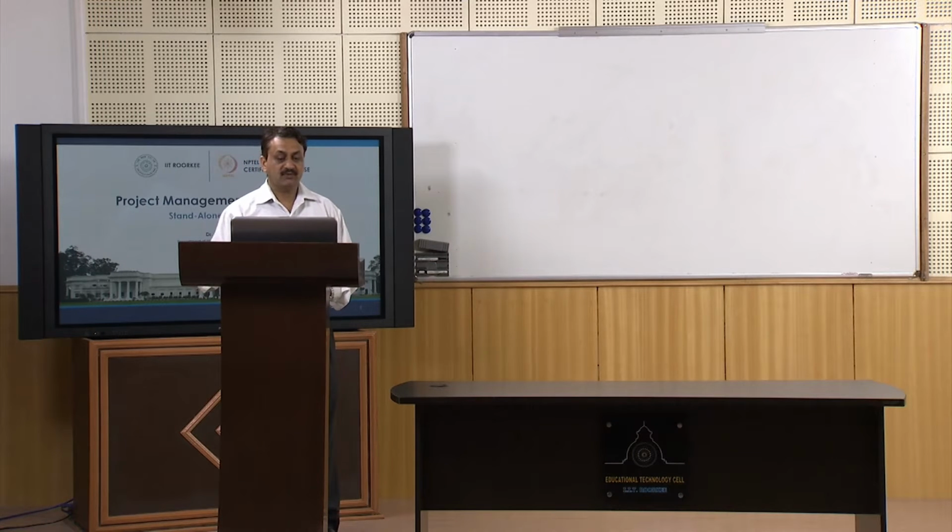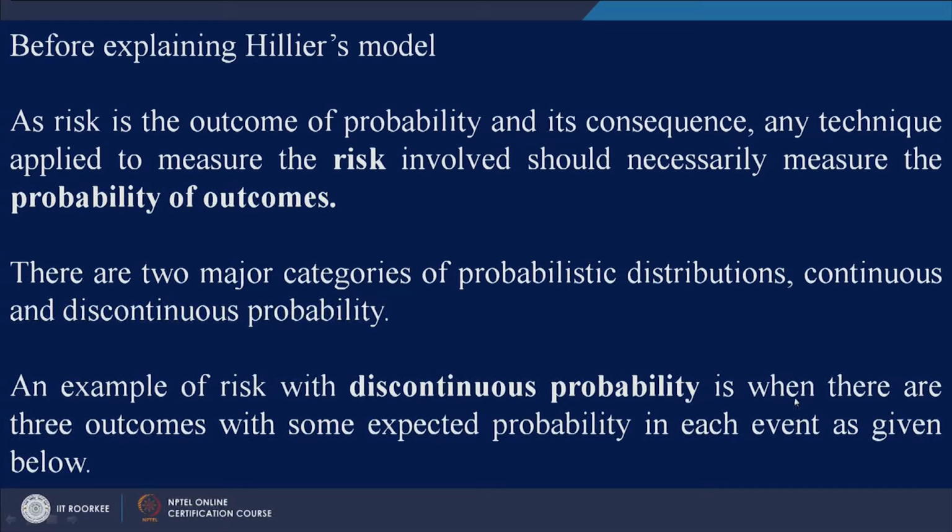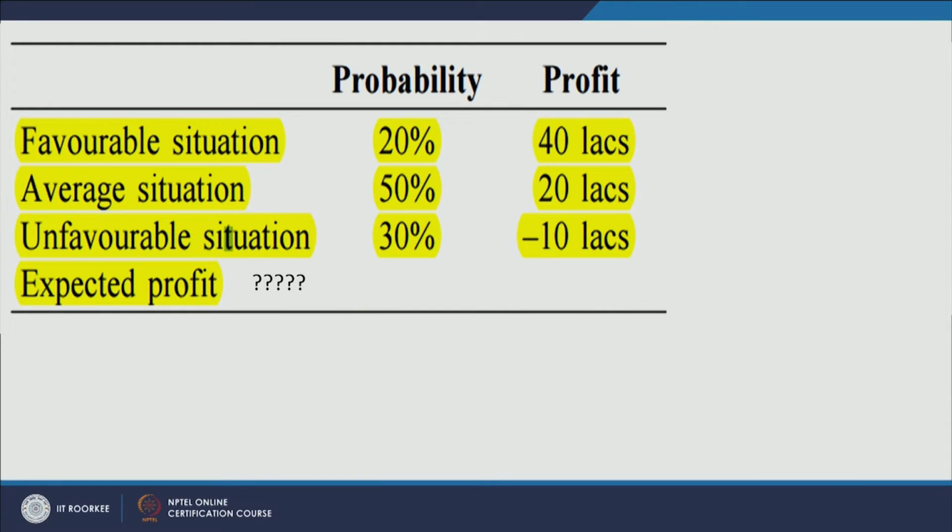So, let us look at an example of risk with discontinuous probability or discrete probabilities. When there are three outcomes with some expected probabilities in each event as given in next slide, right. So, we have to calculate total profit or expected profit, right. So, here again three scenarios have been taken. When situation is favorable, profit from a project is 40 lakh rupees, right, and its probability is 20%. Average situation profit would be less than 40 lakh, and in this case it is 20 lakh, right, and unfavorable situation profit is, in fact there is no profit, it is a loss of 10 lakh rupees, right, and probability is 30%, right.